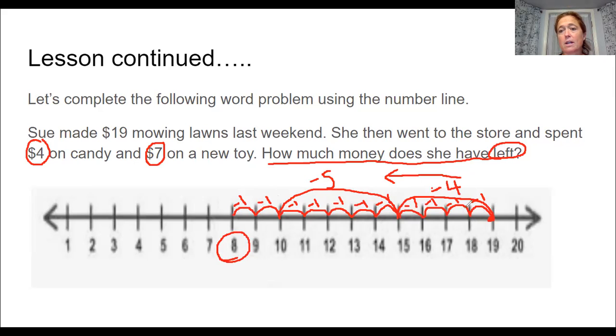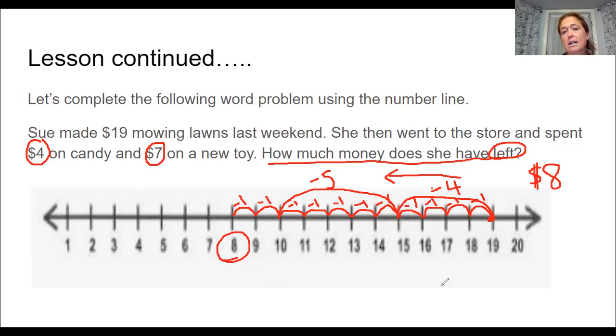Let's go back and double check our work. So I subtracted 1, 2, 3, 4, 5, 6, 7, 8, 9, 10, 11. 7 plus 4 is 11. So I know I subtracted the total amount, which means she has $8 left.